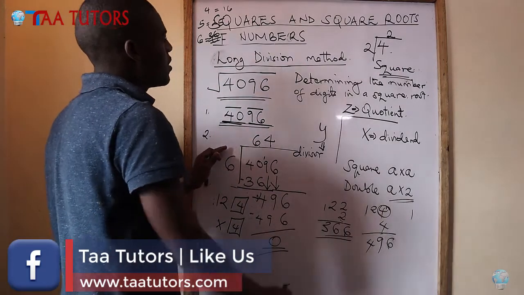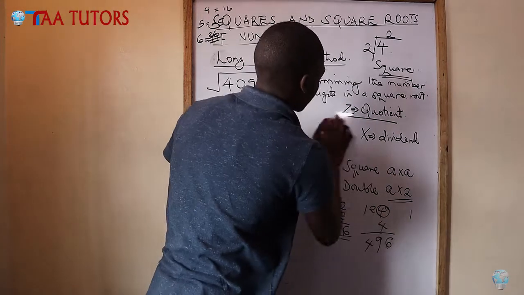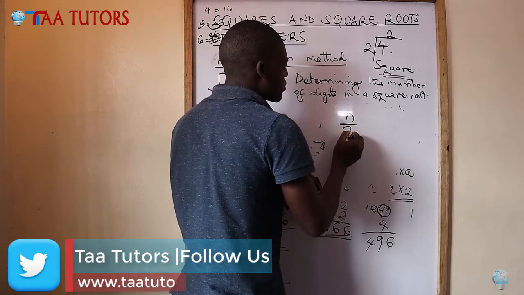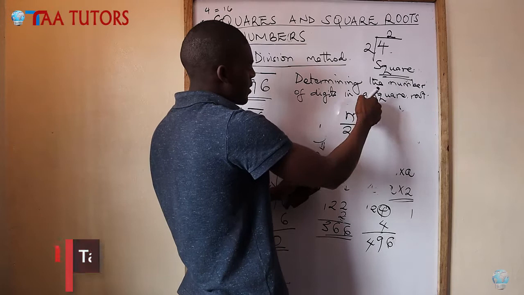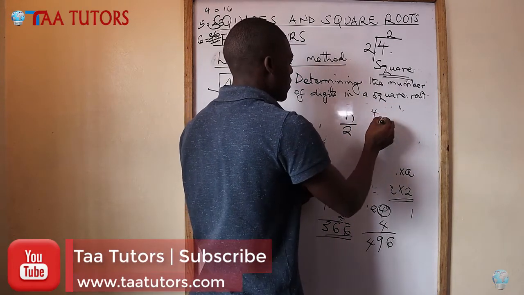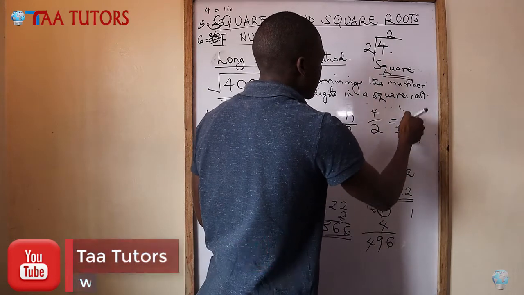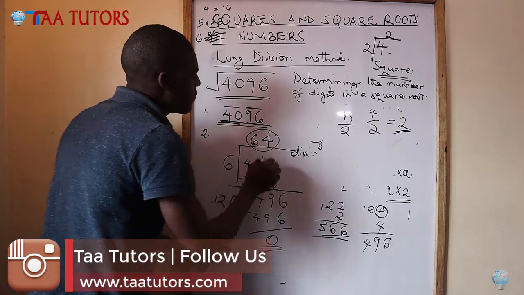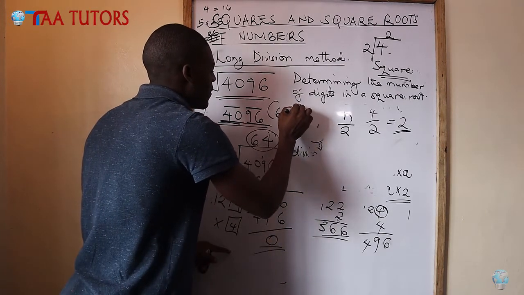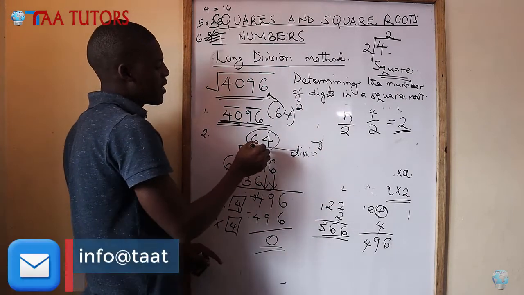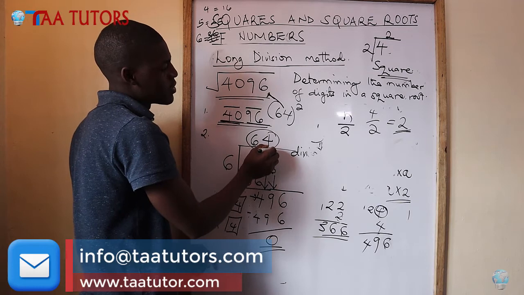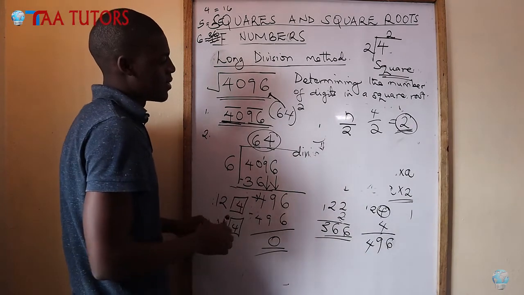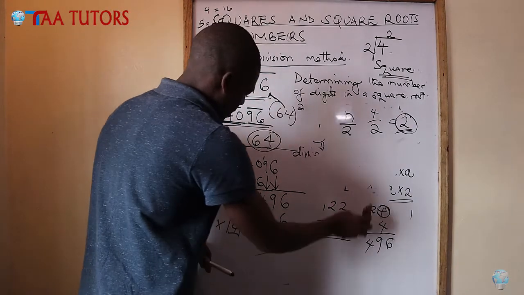Now we had seen that when we use the formula n over 2 to determine the number of digits in the square root, we were having 4 over 2 to give us 2 digits in the square root. Now here, my answer is 64. I believe when you square 64, you are going to get this. And we can see that in my square root, I have 2 digits. Now this one proves to be the correct formula of determining before you calculate. And that is correct. Let's do another example.